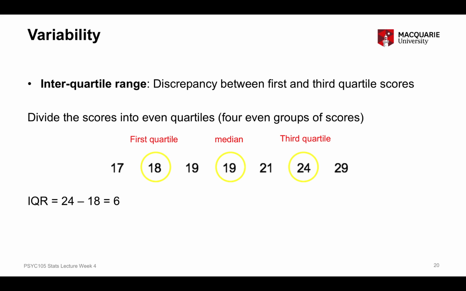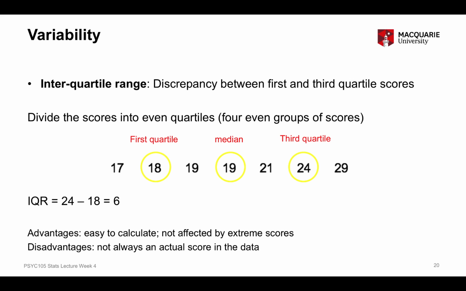So the interquartile range, IQR, is the same thing as the range, but it's the third quartile minus the first quartile. Here it's 24 minus 18, which gives us an interquartile range of 6. Again, an advantage is it's super easy to calculate. It's not affected by extreme scores like the range is, because it's kind of chopping off the ends of the distribution. At the same time, just like the median, it's not always an actual score in the data. And although it can give you a better representation of the spread of the majority of scores compared to the range, sometimes it can be a little bit not representative.